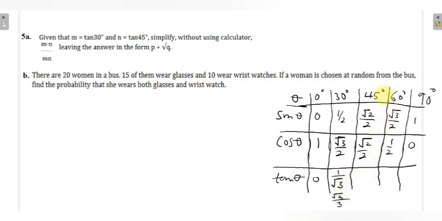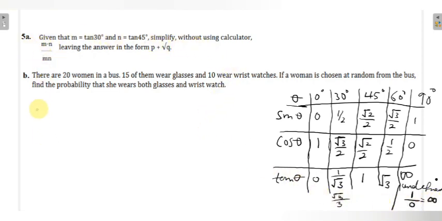Then tan 45 degrees is 1. Tan 60 degrees is root 3. And tan 90 degrees is undefined. So tan 90 degrees is infinity or undefined. That's the same as 1 divided by 0. That's what infinity means. Okay, so let's go back to the question.